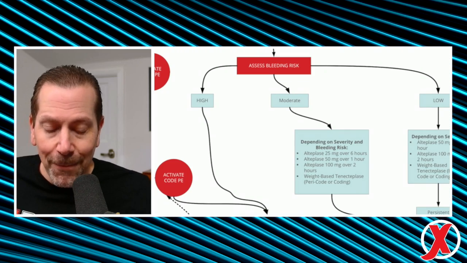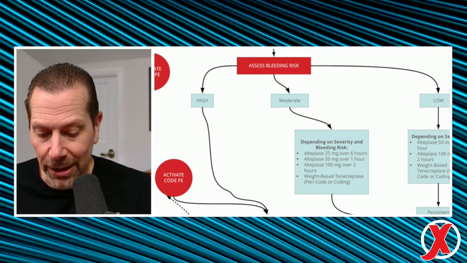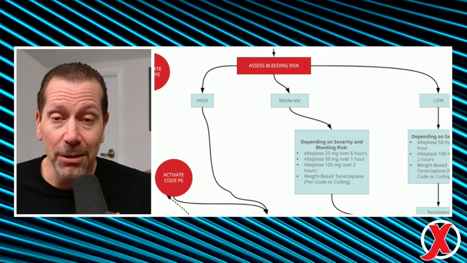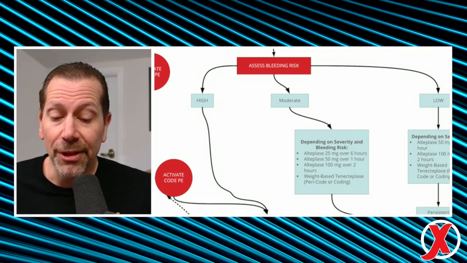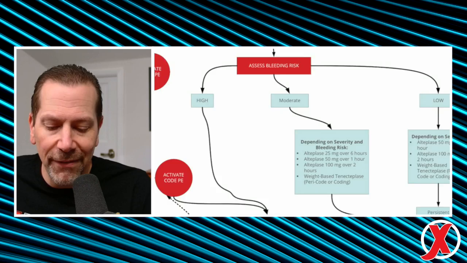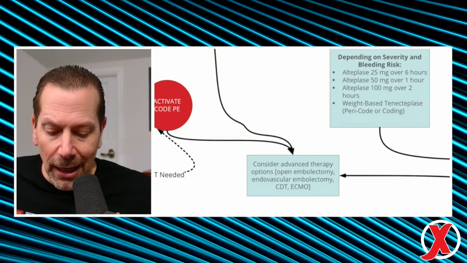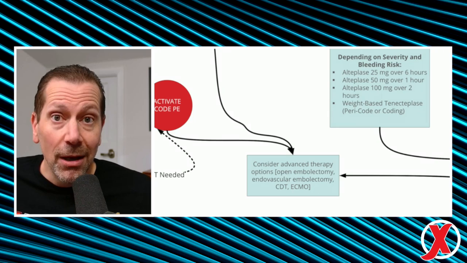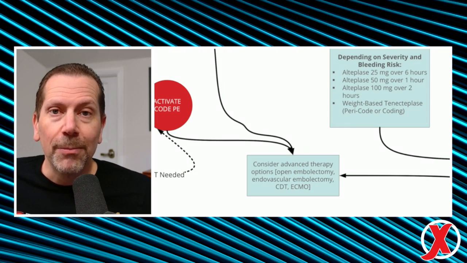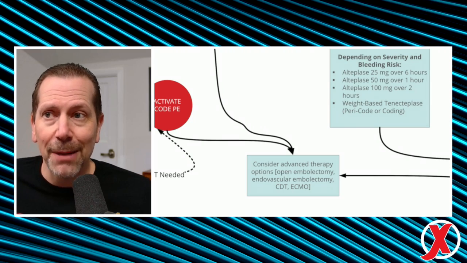Okay, so now, again, that 25 over 6 becomes more appealing because it has a lower bleeding risk. You could do the 50 over an hour. You could do full dose Alteplase or Tenecteplase, depending on how sick you think that patient is at the moment. And if they're high bleeding risk, then I don't think you give any systemic fibrinolysis. And in those patients, consider things like catheter embolectomy, catheter-directed lysis, open embolectomy, or you could put them on ECMO, let them chill, and then you can figure out what to do later if that's an option in your hospital.